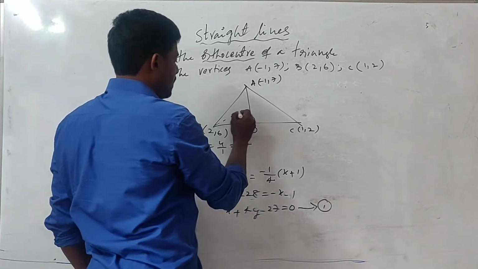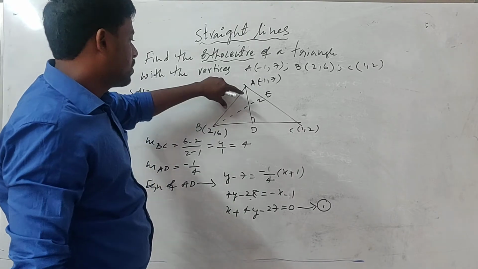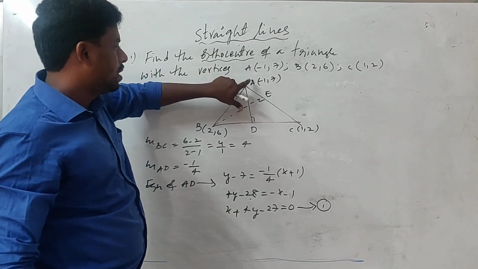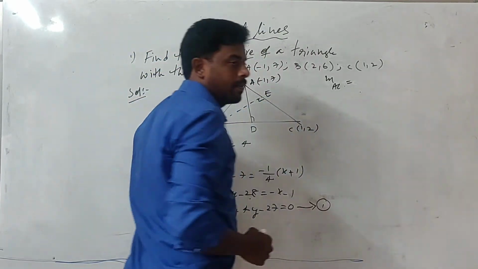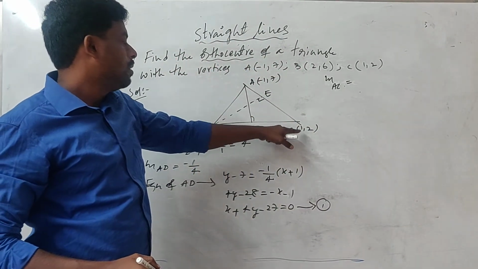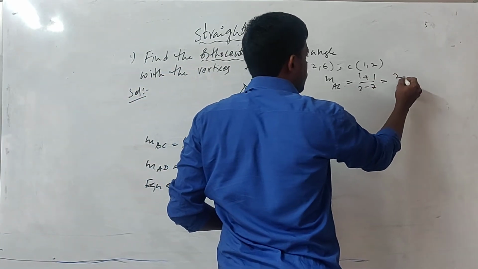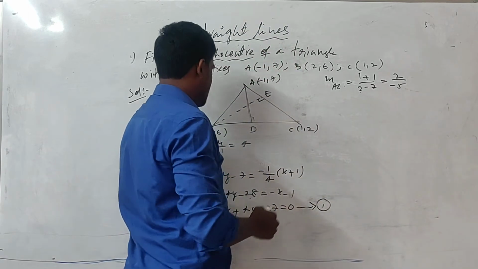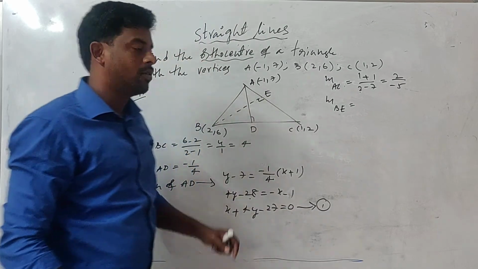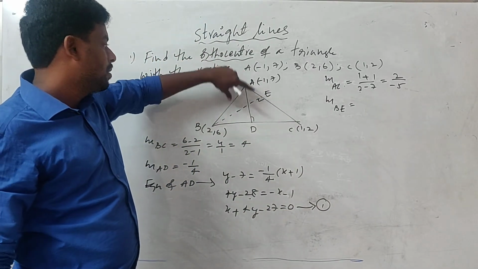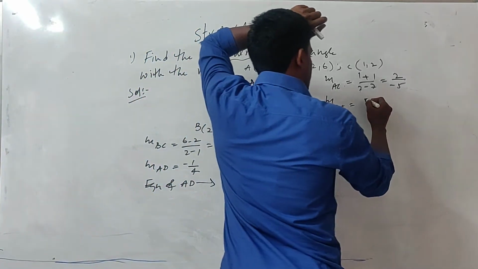Similarly, we need to find the equation of this other perpendicular, the BE line. For the slope of BE, we need to find the slope of AC. The slope of AC is by the same formula, (2 plus 1) by (1 minus 7), which is 3 by minus 6, so minus 1/2. The slope of BE is perpendicular to the slope of AC, so it is equal to 2.